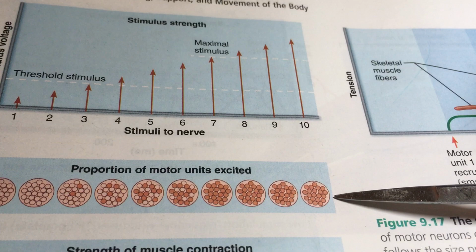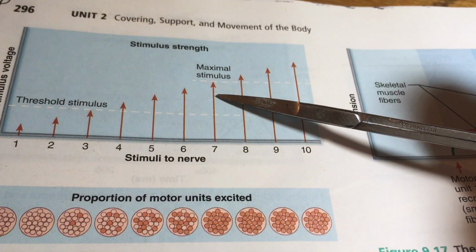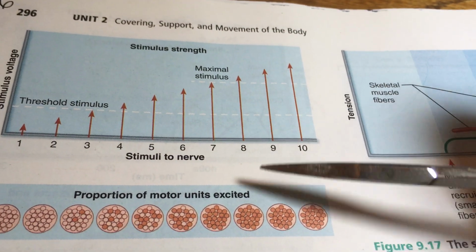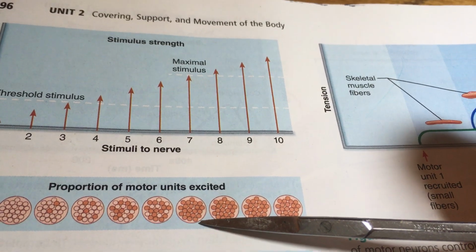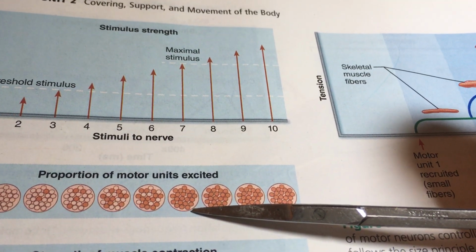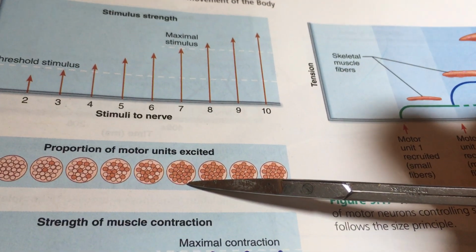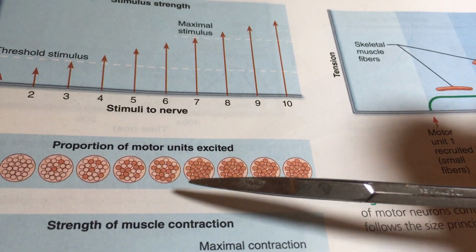Finally, we get the entire muscle at a certain voltage level. Anything above that doesn't do a lot more for us. Once you get the max, you get the max. Okay, so that's the idea here.